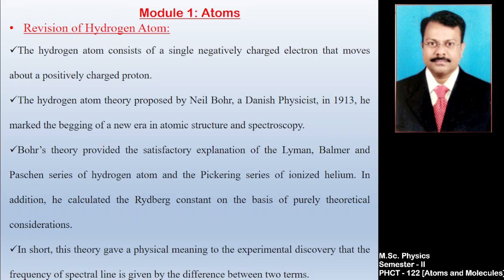The hydrogen atom theory, proposed by Niels Bohr, a Danish physicist, in 1913, marked the beginning of a new era in atomic structure and spectroscopy. Bohr's theory provided a satisfactory explanation of the Lyman series, Balmer series, and Paschen series of the hydrogen atom and the Pickering series of ionized helium. In addition, he calculated the Rydberg constant on the basis of purely theoretical considerations.